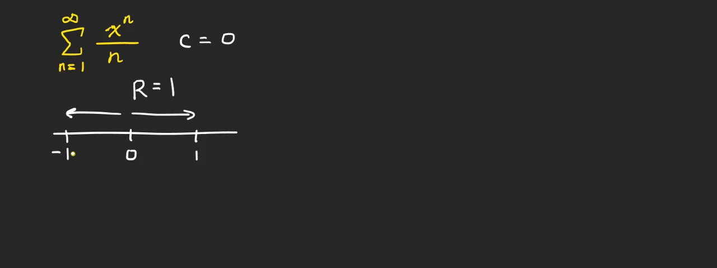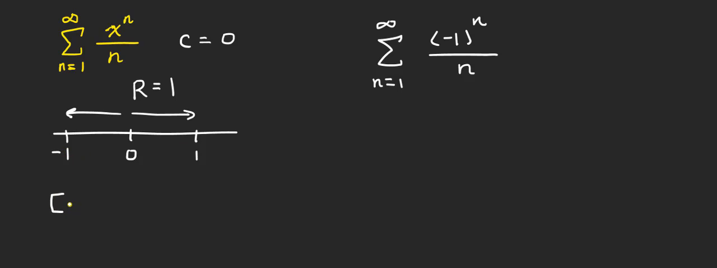Let's first plug in negative 1 instead of x. Then you get this series. Now what do you notice about this infinite series? This is an alternating series. And by alternating series test, this series converges. So that means we could include negative 1 as part of the solution.